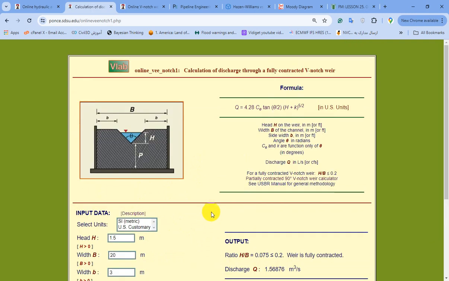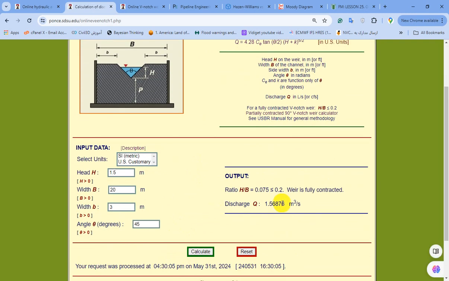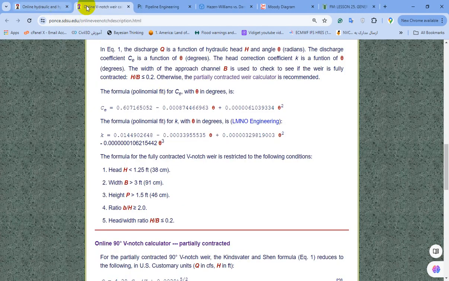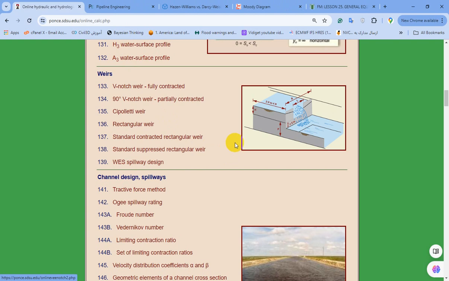Okay, calculate the parameter, and as you can see, the discharge value equals 1.56 cubic meter per second, and the ratio of H per B is lower than this value. Okay, let's come back to the first page and close these windows.